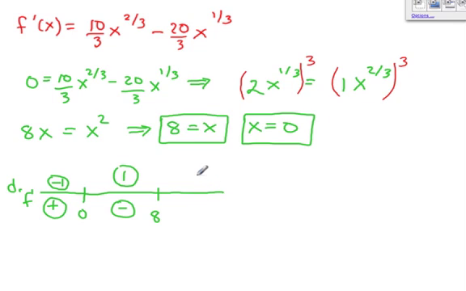Then let's plug in something we can take the cube root of, like 27. The cube root of 27 is 3. Squared is 9. 9 times 10 is 90/3. And the cube root of 27 is 3, times 20, which is 60. So 90 minus 60 is 30, which is positive.